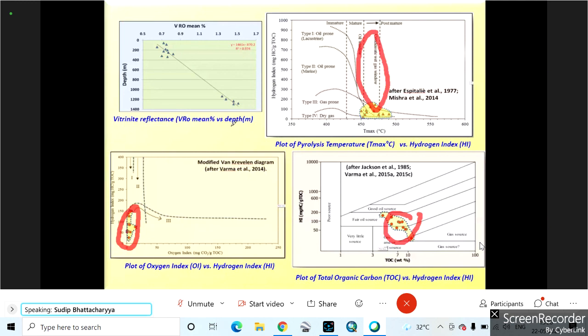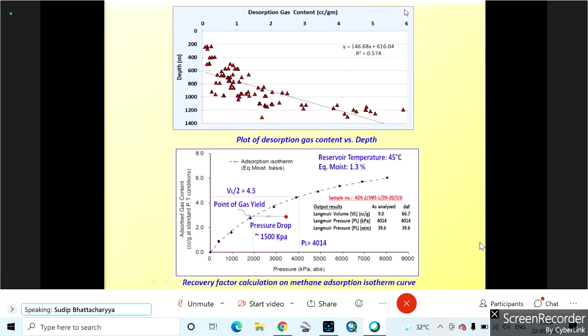And these things you can plot everywhere. And with depth, the gas is also increasing. You can see. Okay, it is going over here.